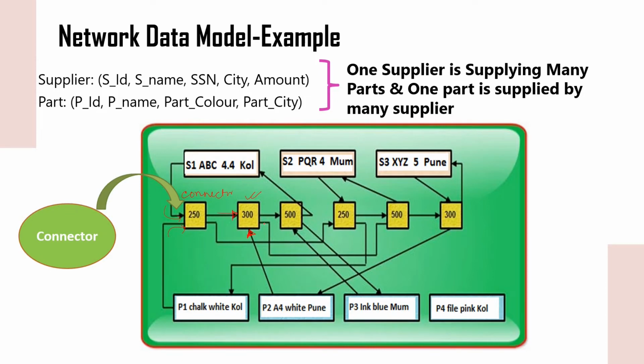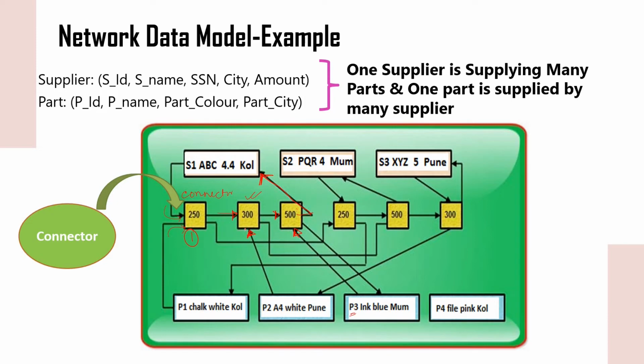Now look at this 500. 500 is supplied by S1 because the same record pointer is continuing, but S1 is supplying part P3 by an amount 500. S1 is supplying no more parts, only parts P1, P2, P3. That's why I have ended this connector record over here. Now look at part P1's connector record. Part P1 is connected to first this 250 because it is supplied by S1.